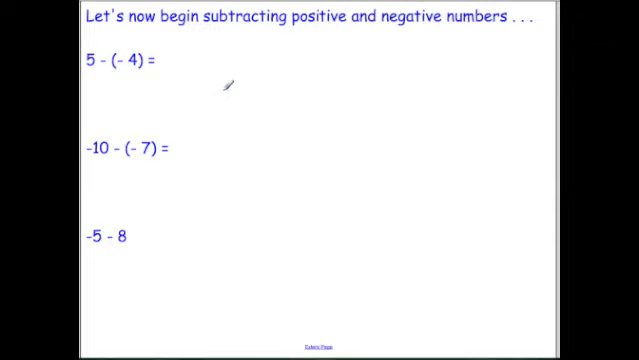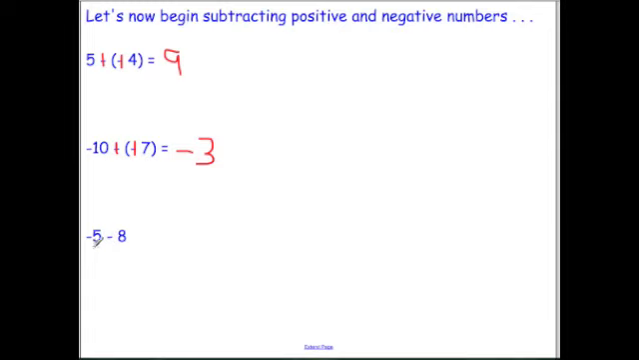Let's now begin subtracting positive and negative numbers. The sentence says we have 5 minus -4. We know when we see 2 negatives that we change them to positives. So now it reads 5 plus 4, which gives us 9. We look at the next one, and again we have 2 negatives, so we know that we change both of them to positives, plus plus. We have -10 plus 7 would be -3.